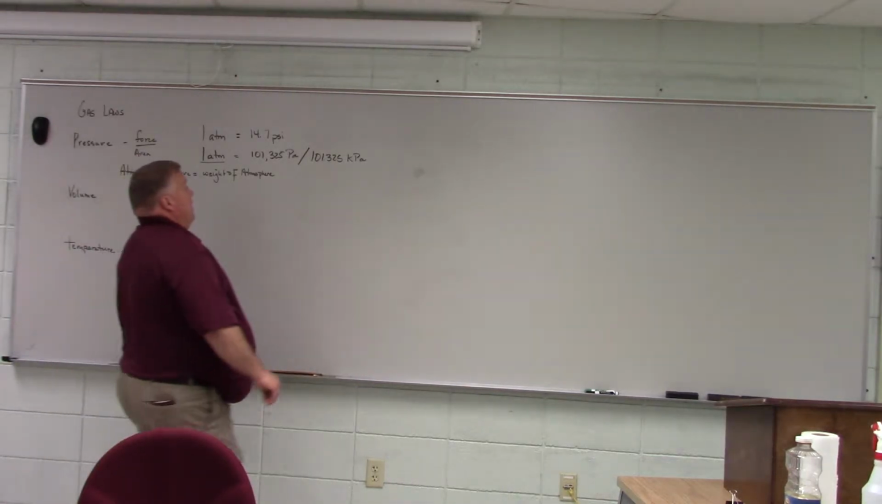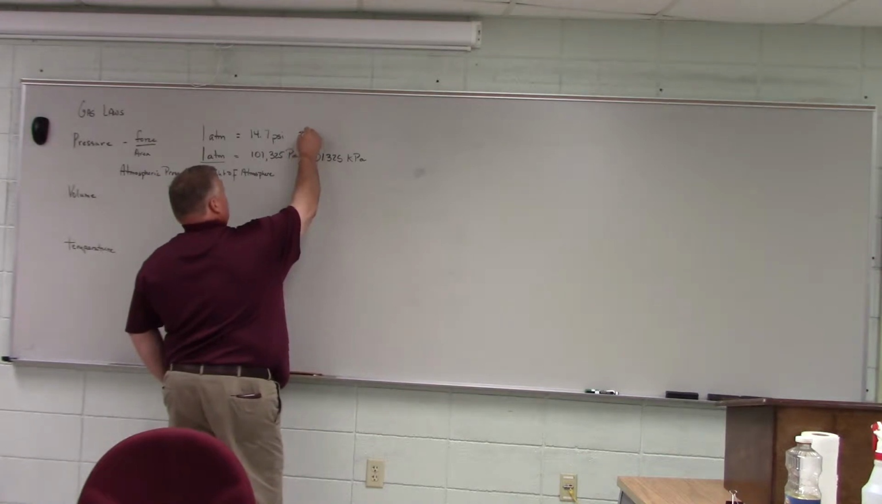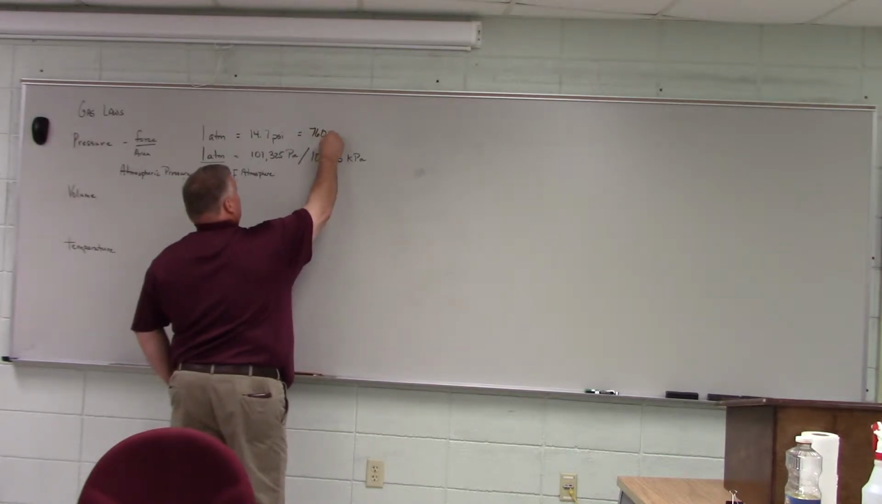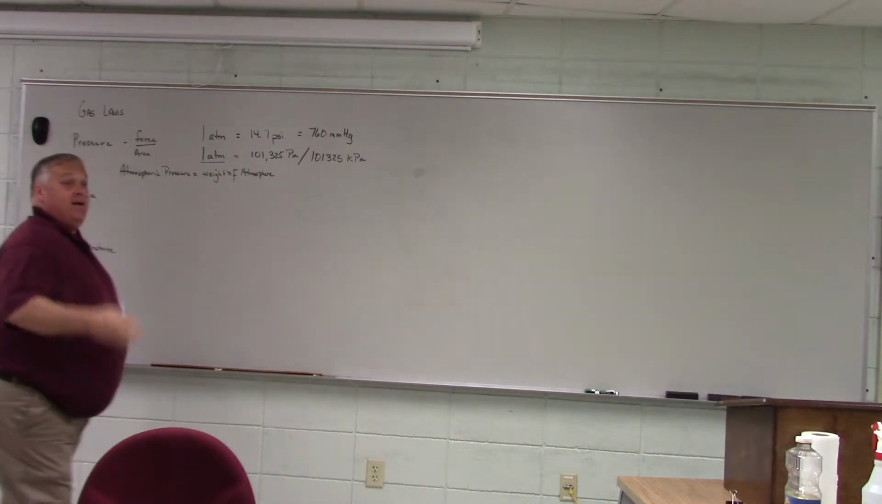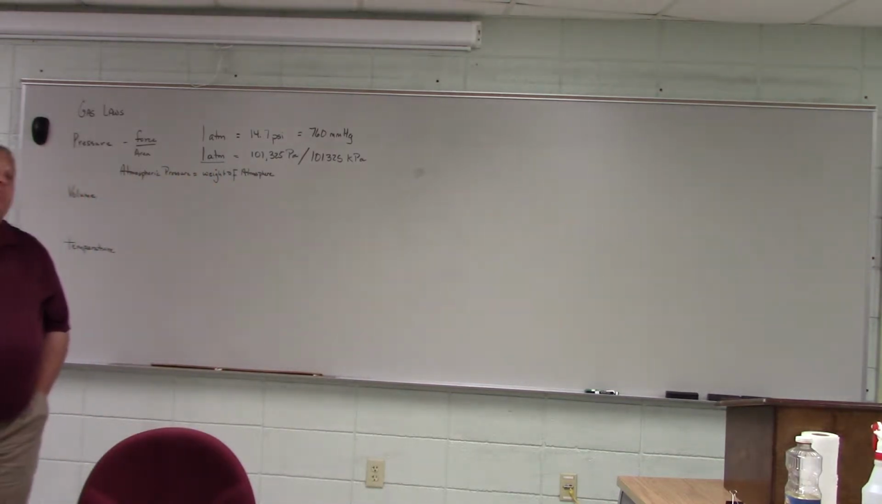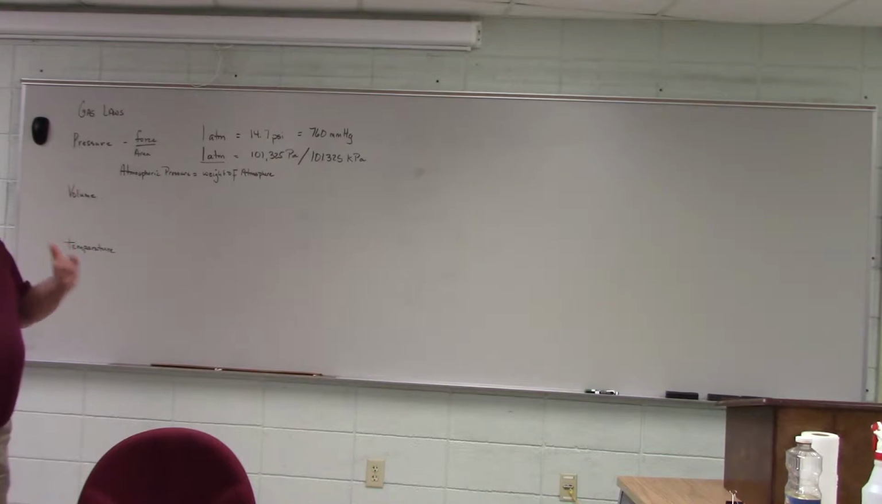Now, in other units, this is also equal to 760 millimeters of mercury. So if we have a column of air and a column of mercury, the same dimensions, the air column from sea level to the top of the atmosphere is going to be equal to the weight of a column of mercury of the same dimensions, 760 millimeters high, or 76 centimeters high.